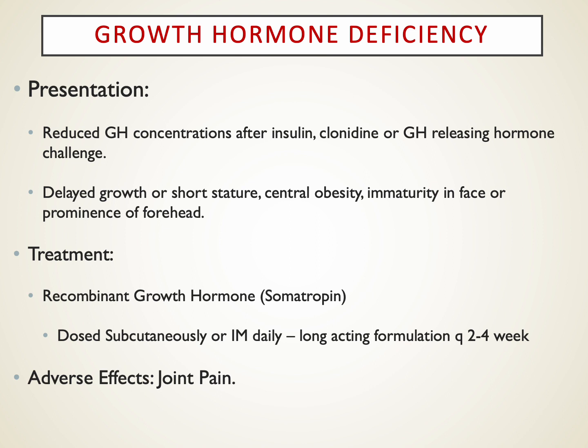You'll see these folks often at the lower quartile. They may also present with central obesity, immaturity, and facial prominence of the forehead as well. And so this is typically looked at in usually late childhood or early adolescence. Our treatment of choice is recombinant growth factor, somatotropin. It's dosed subcutaneously or IM daily, or there's a long-acting formulation every 2 to 4 weeks. That's really more commonly observed and commonly used, and it's associated with some joint pain.